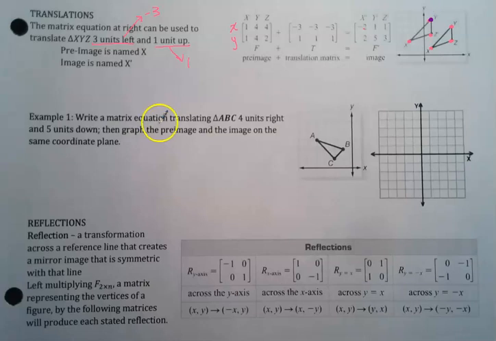Okay, so write a matrix equation, example 1. Write a matrix equation translating triangle ABC 4 units right, so that's going to be plus 4, and 5 units down. That's going to be minus 5. Then graph the pre-image and the image on the same coordinate plane. Okay, so let's start with, we need our A, B, and our C.